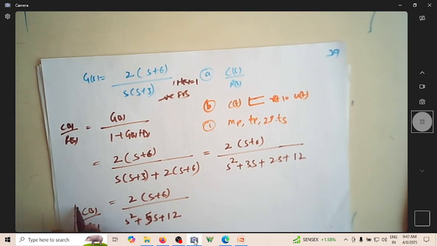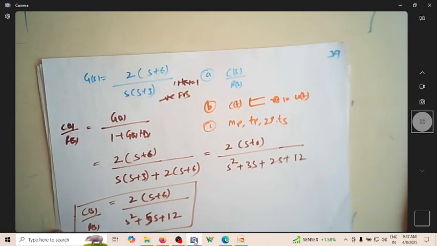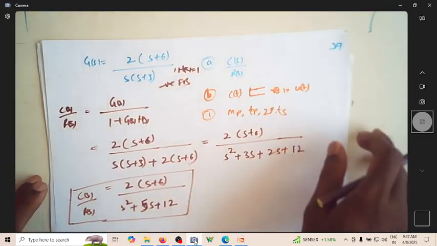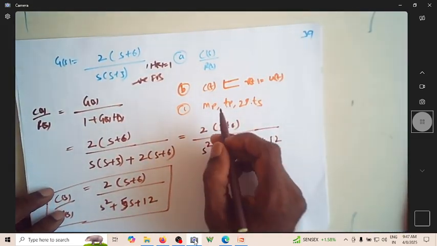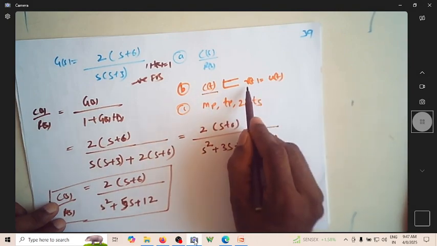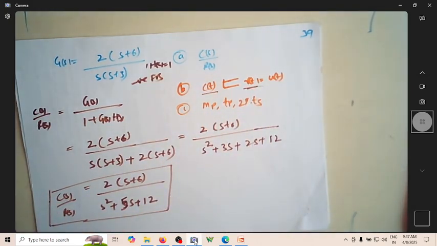Now this is the system that we have. We are asked to find C of t for a step input.